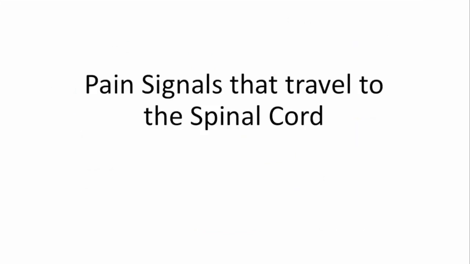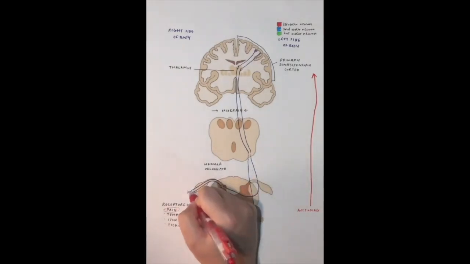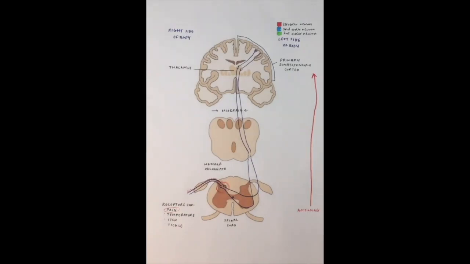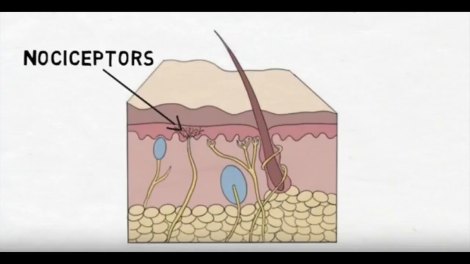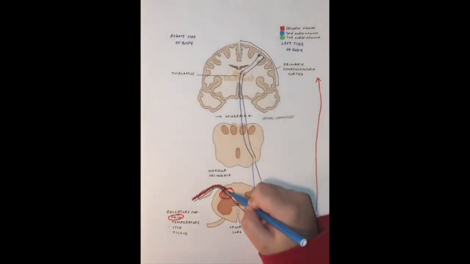We now move on to the pain signal that travels up to the brain. A stimulus, such as pain, is detected by our first-order neuron. It is transmitted by first-order fibers to the posterior horn of the spinal cord, near the origin of sensation. These fibers are known as nociceptors and are specialized to detect pain. At the posterior horn, the first-order neurons synapse with the second-order neurons.